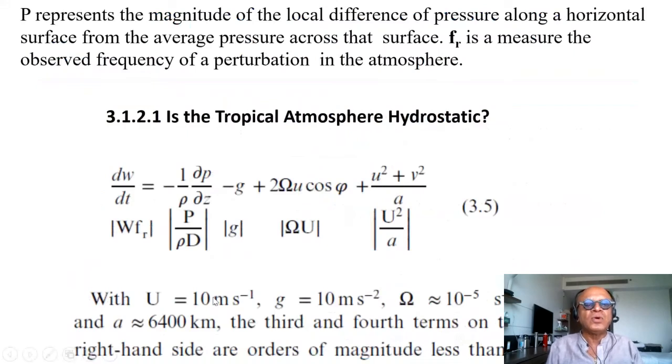Okay, so looking at the equations, P is a local difference of pressure along a horizontal surface. You imagine a large scale pressure surface, then you have a perturbation P, and FR here is a measure of the observed frequency of perturbation in the atmosphere. It could be the various time scales we talked about, synoptic, low frequency and high frequency intraseasonal time scales and so on. Those are the observed perturbations, and then you have the natural frequency F given by the Coriolis.